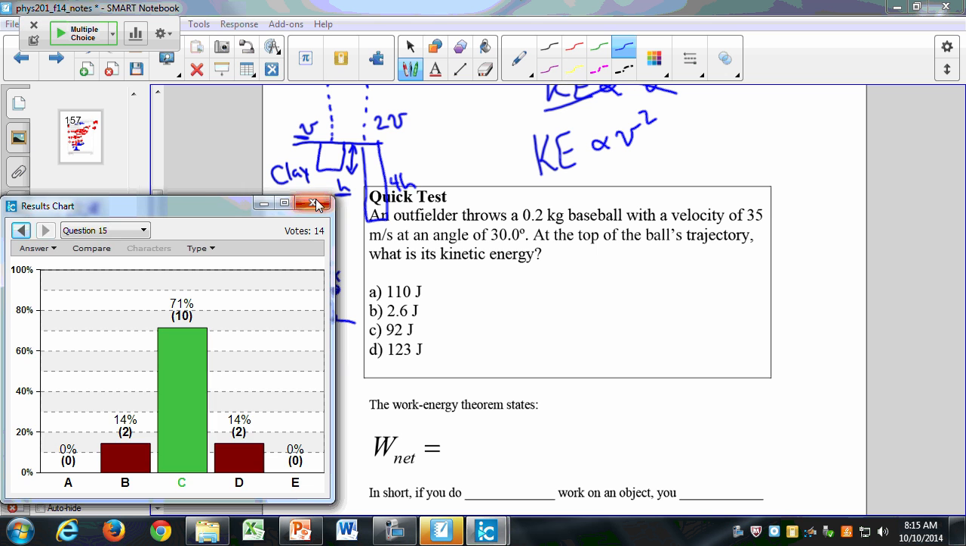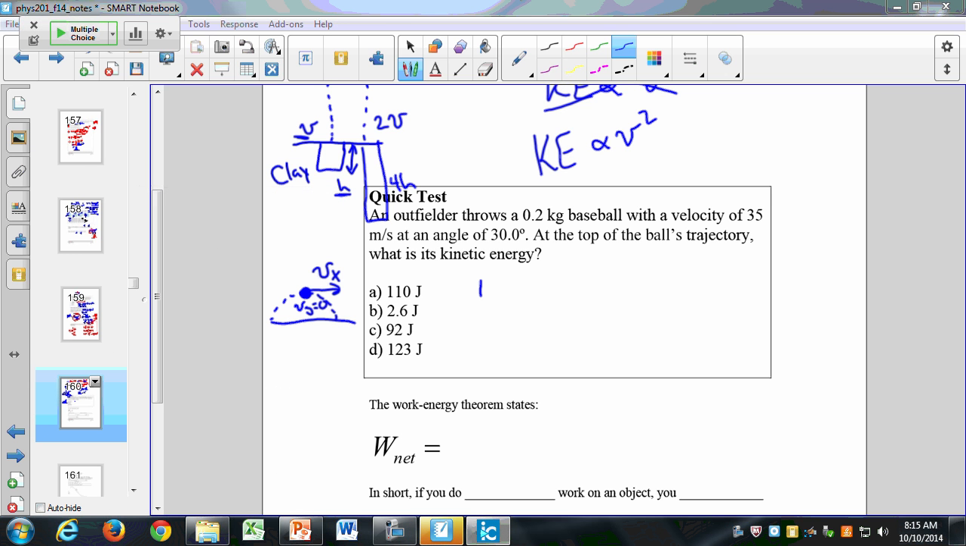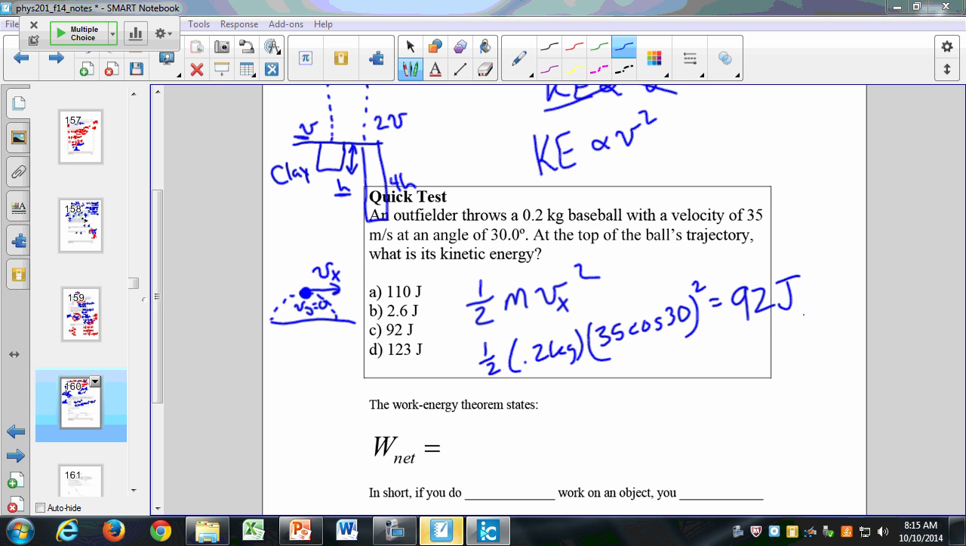C is the right answer. It's 1/2 mv squared. But as I said, this is going to be Vx because there is no velocity in the y direction, so that's 1/2 of 0.2 kilograms times Vx, which is 35 cosine of 30. That whole thing is squared, and that gives us 92 joules. So 92 is the right answer.